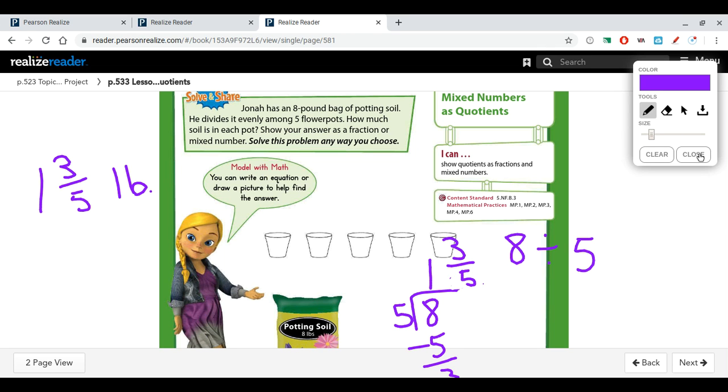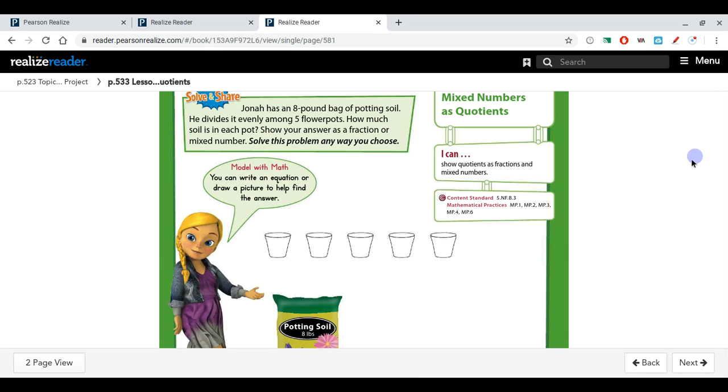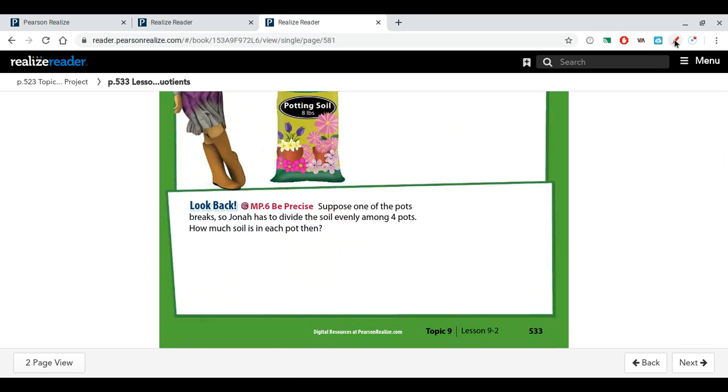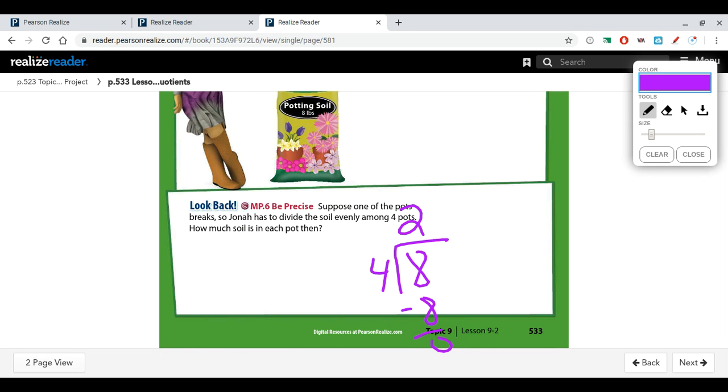All right. So if we take a look at your look back, it says suppose one of the pots breaks. So Jonah has to divide evenly among 4 pots. How much soil is in each pot then? So again, I'm going to do the same thing: 8 divided by 4. 4 goes in 8 twice. I multiply. That's going to be 8, subtract. So my answer is going to be 2 pounds per pot. Okay, so far I'm hoping that you guys are feeling like this is a pretty good review skill for you and that you've got a good measure of it.